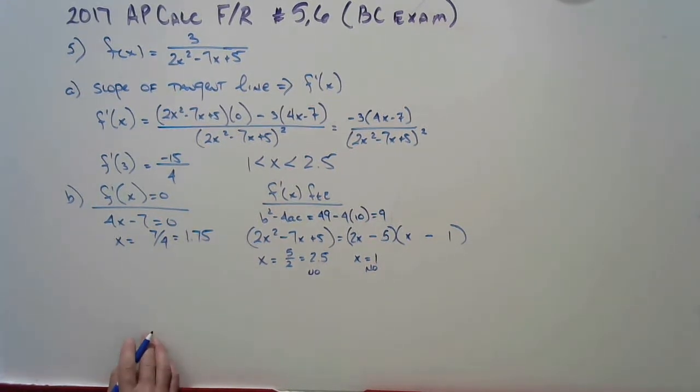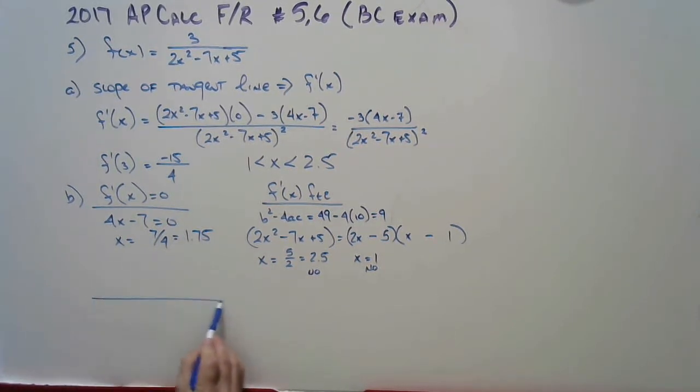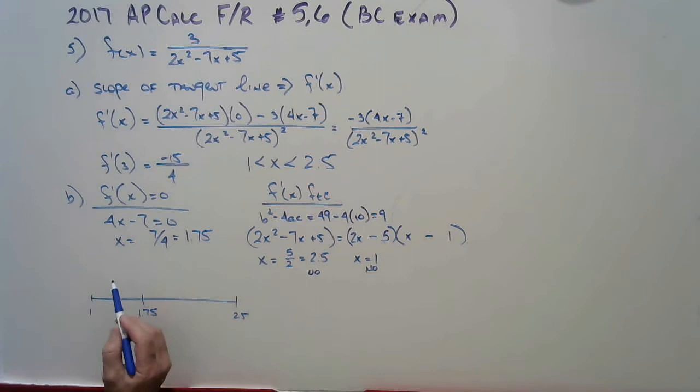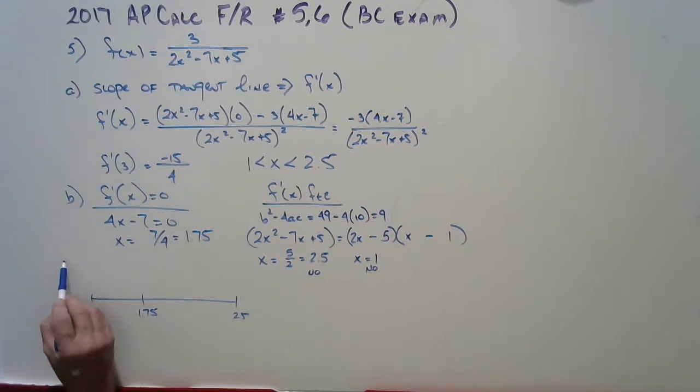So find the x-coordinate for each critical point. Classify each point as a location of relative max or relative min. We can run the sign test if we want to do that. We're starting at 1, going to 2.5. 1.75 is our only critical number. What are the factors of our derivative? We have a negative 3. We have 4x minus 7. We have x minus 1. And we have 2x minus 5.